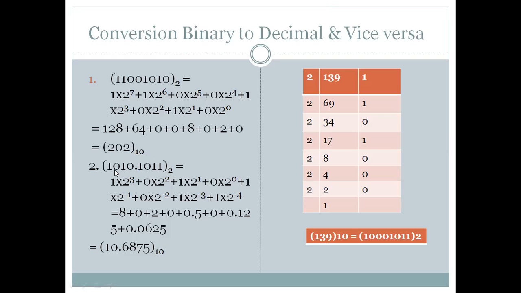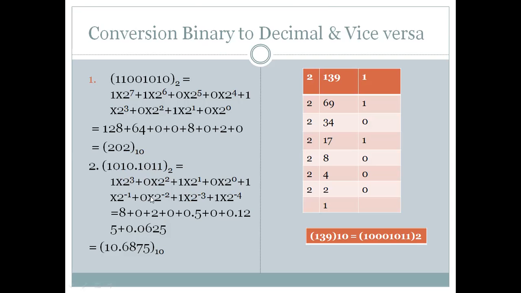For example, if there are two parts, an integral part and a fractional part, then the integral part is calculated the same way as seen above, and then the fractional part, 1011.